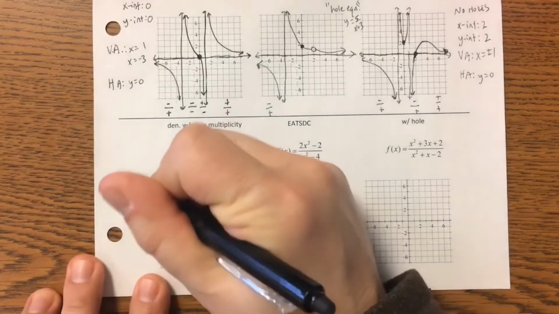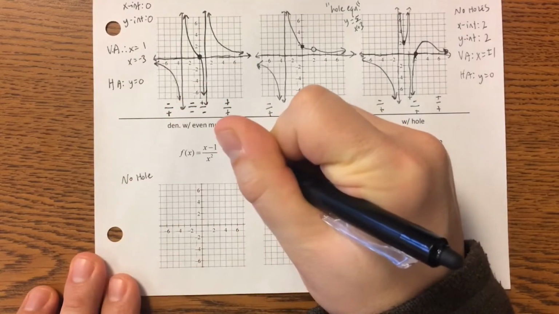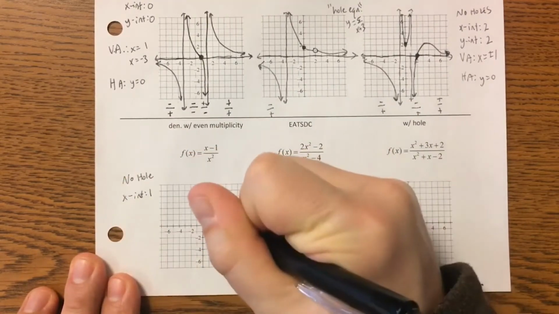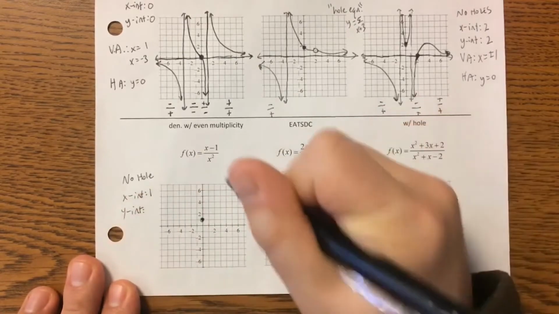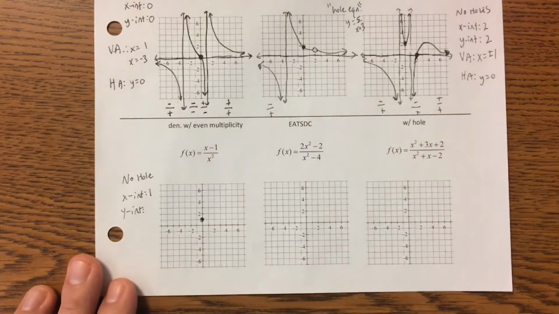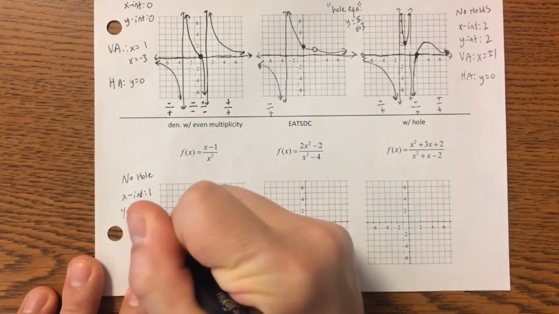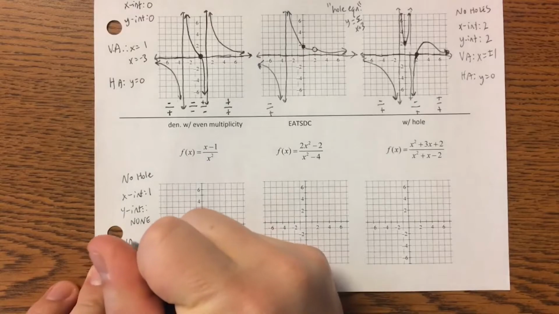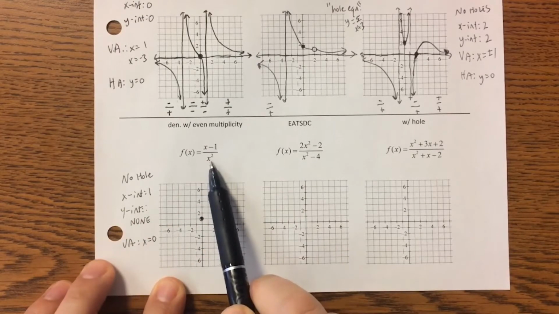Right away we can see there's no hole, so I'm going to make a little note of that. My x-intercept is going to be at 1. My y-intercept, well, if I plug in 0, I get undefined. So there's actually no y-intercept. The vertical asymptote is at x equals 0, but notice that has an even multiplicity.